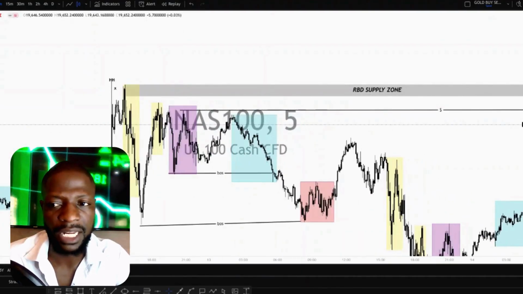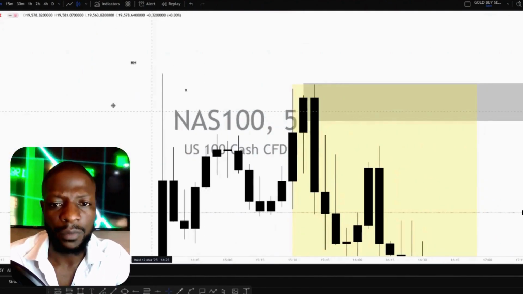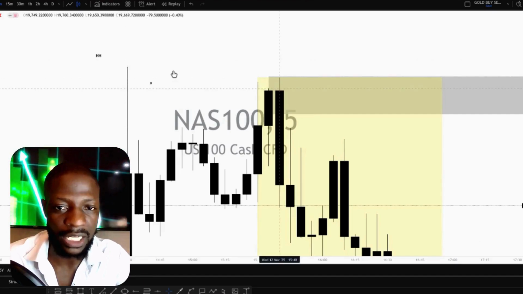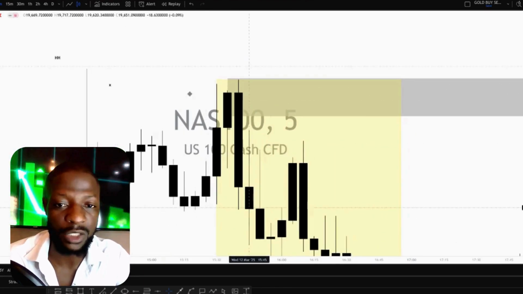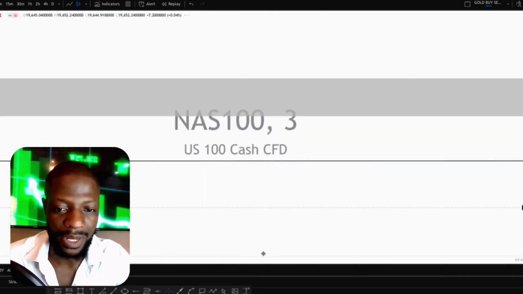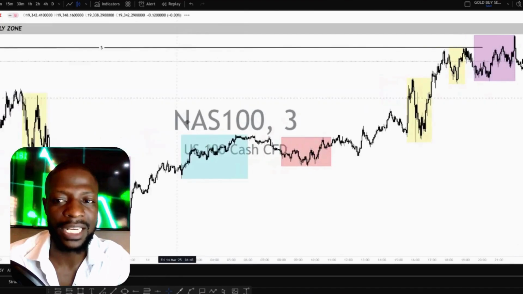Let me just zoom in on this right here. You can't really appreciate it, but the first supply zone was this, and this was taken out by this. Therefore, this is no longer valid. Therefore, our next zone is this level right here. Let me go further to the lower time frame so that you can appreciate this level. Let me just go back to that level right there.